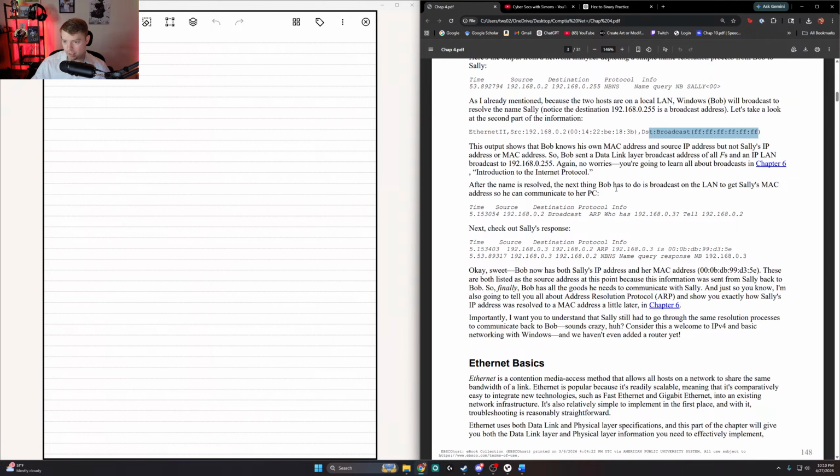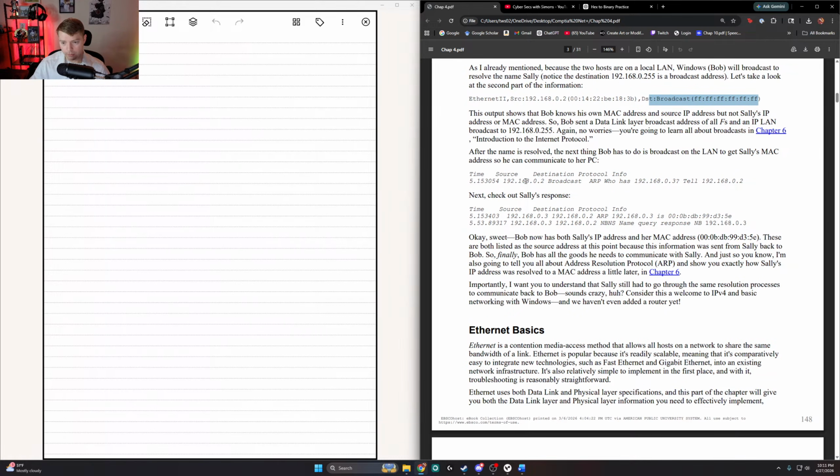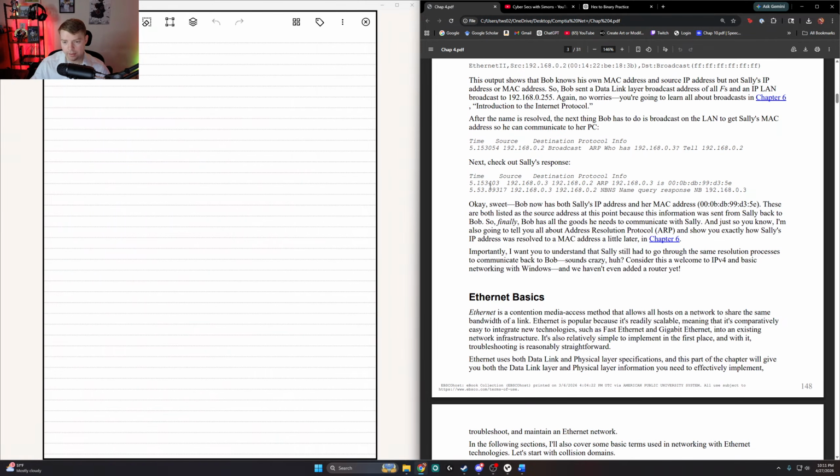So the next thing Bob has to do is broadcast on the LAN, the local area network, to get Sally's MAC, which is the Media Access Control address. Remember, the MAC address is the address burned into the network interface card, or the NIC. The network interface card is where our Ethernet plugs into in the back of our computer. So we have an Address Resolution Protocol broadcast of, hey, this is Bob, who has this IP address, tell this IP address.